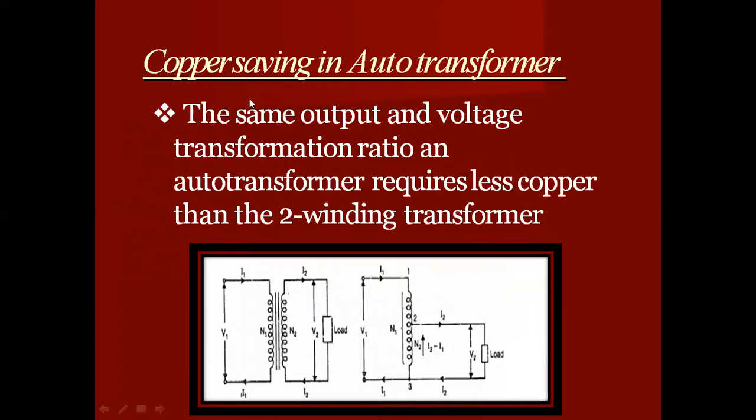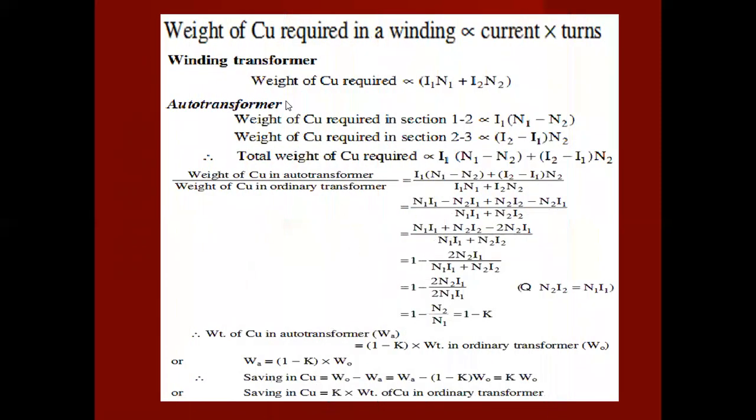So, copper savings in an auto transformer. For the same output and the voltage transformation ratio, an auto transformer requires less copper than a two-winding transformer. This is a two-winding transformer and this is an auto transformer. The weight of the copper required in a winding is proportional to the current into the number of turns. So for the two-winding transformer, the weight of the copper required is proportional to I1 N1 plus I2 N2.